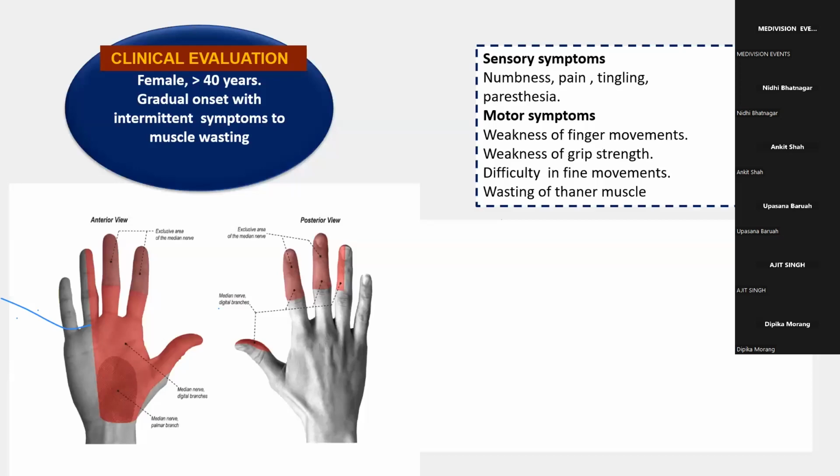Usually it occurs in females more than 40 years, with gradual onset, intermittent symptoms, with sensory symptoms like numbness, pain, tingling. She used to wake up in the morning, in the night, and she used to shake her hand or put it by the side of the bed to get relief. But if it is not treated, slowly she will develop motor symptoms with weakness of the fingers, with gripping movement, loss of fine movement, and finally there will be wasting of the thenar muscle.